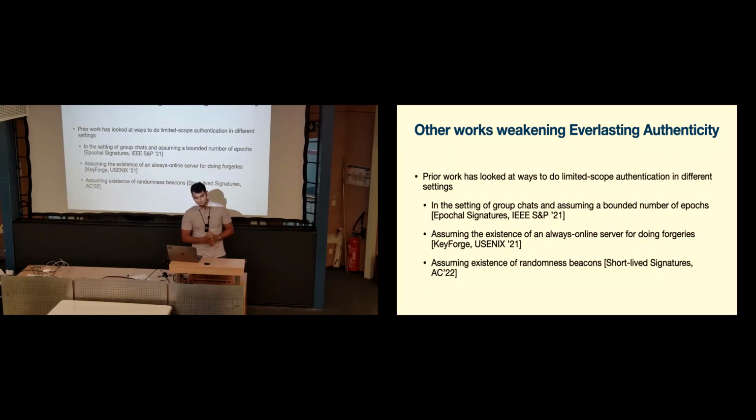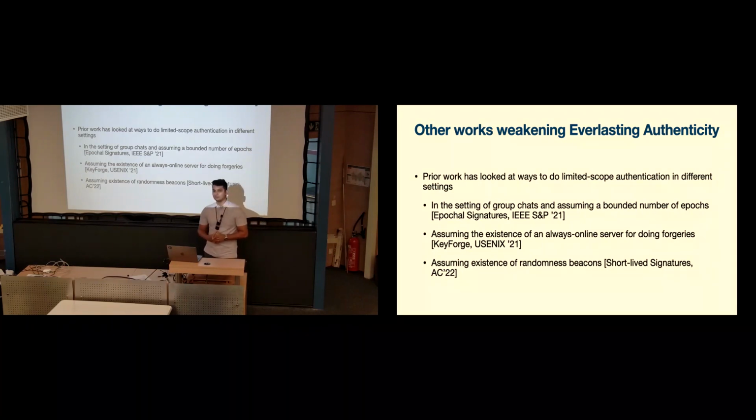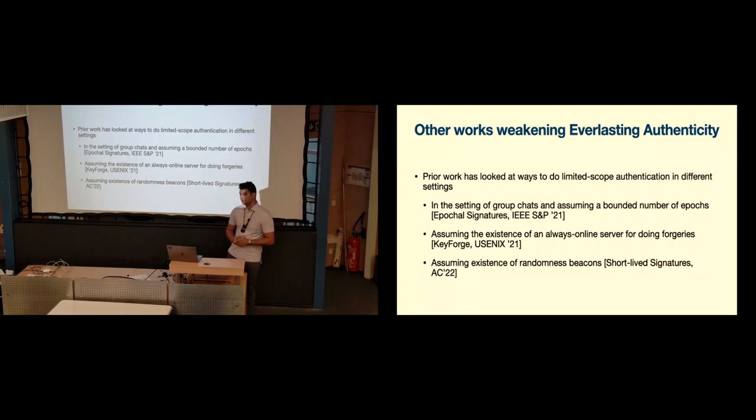Then there is the Usenix 21 work called Keyforge that assumes the existence of an always online server, and then you need the server to release key material at set periods of time for you to be able to forge old signatures, right? And the third paper in this line was the recent AsiaCrypt 22 paper called On Short-Lived Signatures, where they assume the existence of a randomness beacon to come up with a similar scheme.